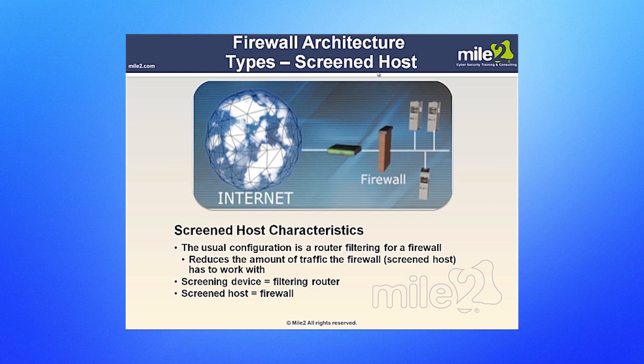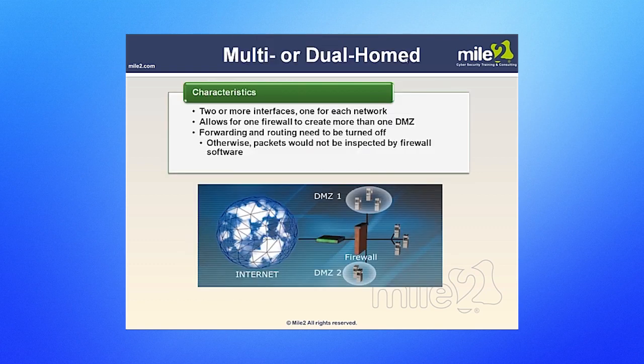Those look like servers on the inside. So screening device, filtering router, screened host, firewall. So they're both screening. I guess that's the point here. You're having a good bit of layering. Your router can actually act as sort of a firewall. It does have that capability.